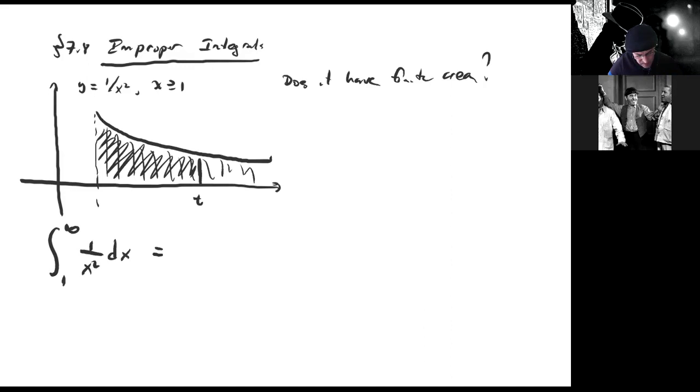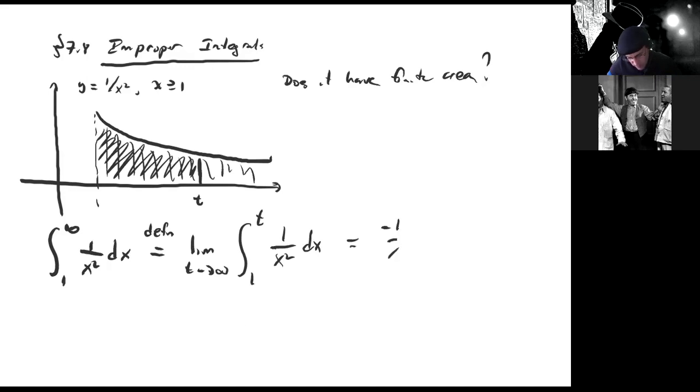So I'm going to think of this as actually my definition. It's the limit as t goes to infinity of the integral from 1 to t of 1 over x squared dx. Now, if we integrate 1 over x squared, we find the antiderivative, we get minus 1 over x, and we're evaluating that from 1 to t, and we still have to take the limit, of course, as t goes to infinity. Now, if we do that, what do we get?